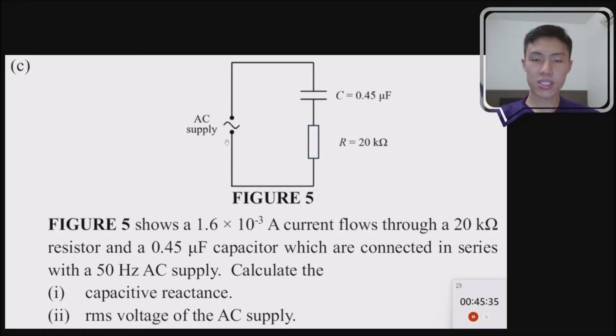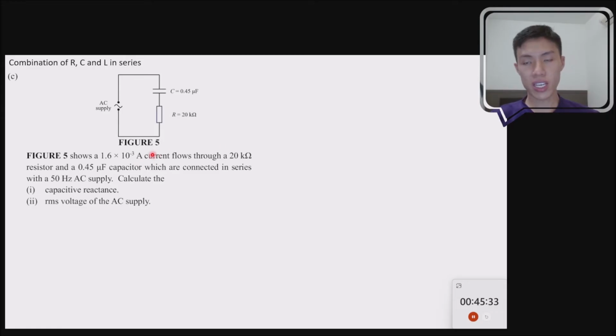But this is RMS current, because they didn't mention its peak, they didn't mention maximum. So immediately we can assume that this is I_RMS. So we should label I_RMS is equal to 1.6 times 10 to the power of negative 3 ampere. Flows through a 20 kilo ohm resistor. So this is 20 kilo ohm resistor. This is 0.45 microfarad capacitor connected in series with a 50 Hz AC supply. So power supply, the frequency, I usually label it at the power supply as well.